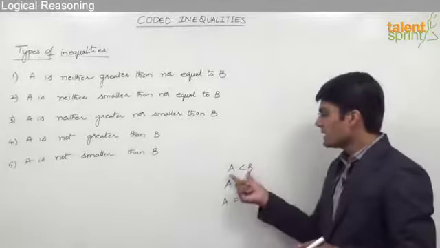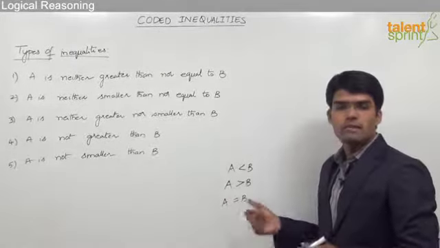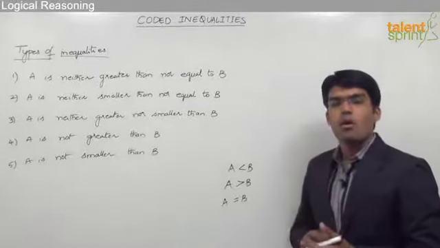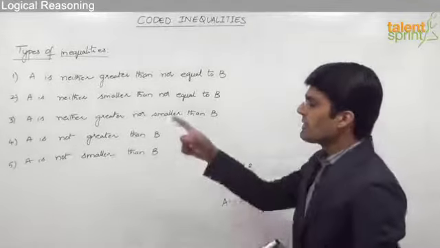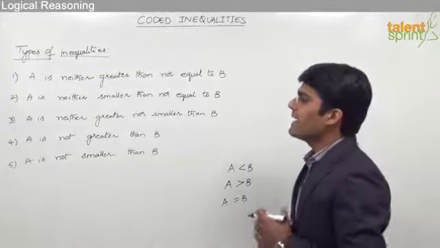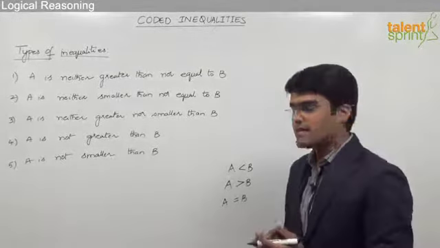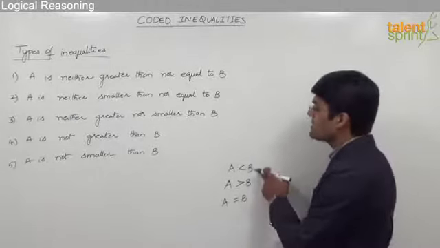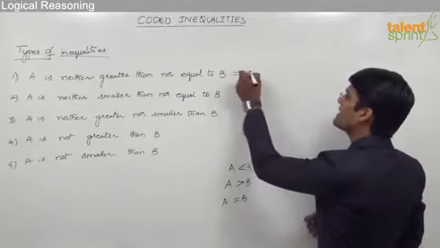That is, either one of them is less than the other, or greater than the other, or both of them are equal. Now with this knowledge, let us first understand what are the various types of inequalities that we have. If you look at the first statement here, it says A is neither greater than nor equal to B. So when we say that, the only possibility is A should be less than B. So we can say that A is less than B.